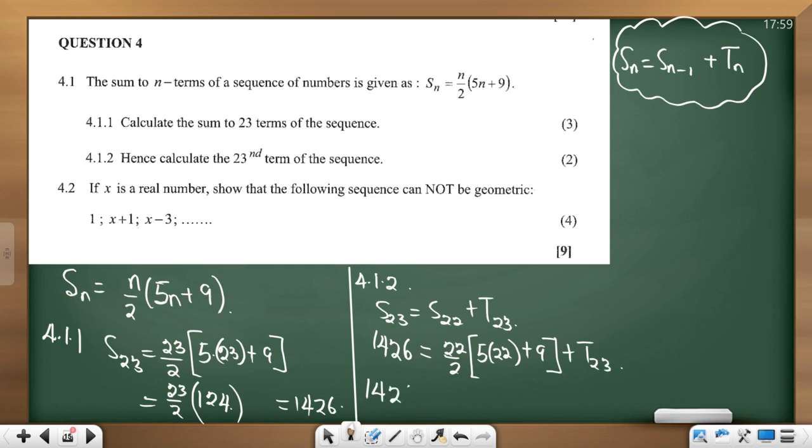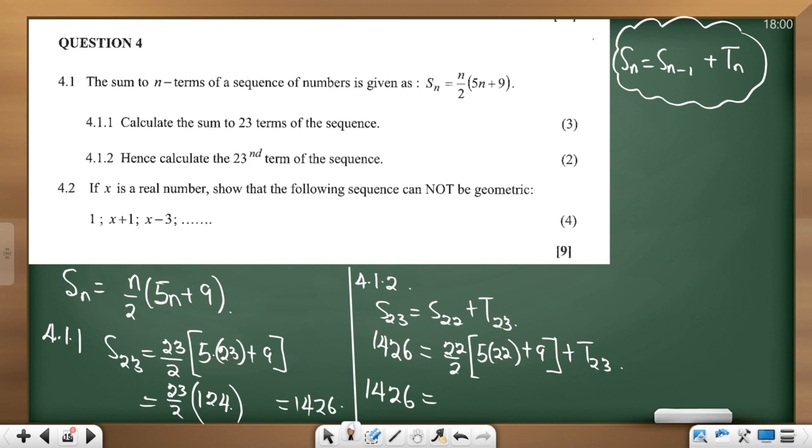So 1426. What is 5 times 22? That will be 110 plus 9. That will be 119. And 119 times 11 should give us what?